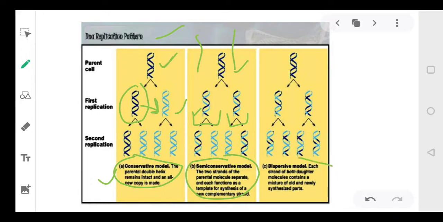Then there was a third model which was called the dispersive model. What is it called? Dispersive model. Now this dispersive model says that new DNA will be made.